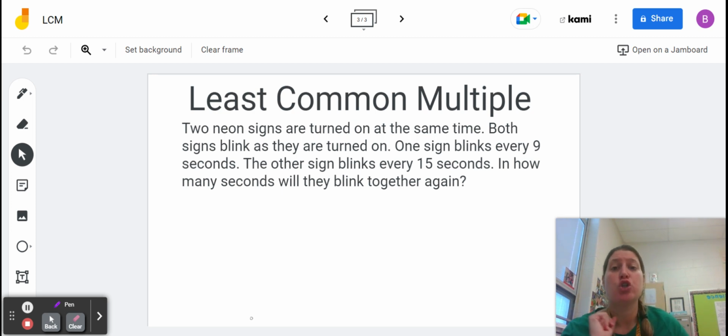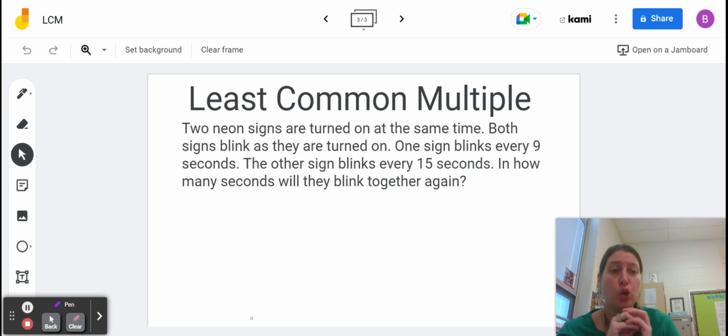So 2 neon signs are turned on at the same time. So both signs get turned on at the exact same time. Both signs blink as they turn on. So they both do their first initial blink at the same time. One sign blinks every 9 seconds. The other sign blinks every 15 seconds. And how many seconds will they blink together again?